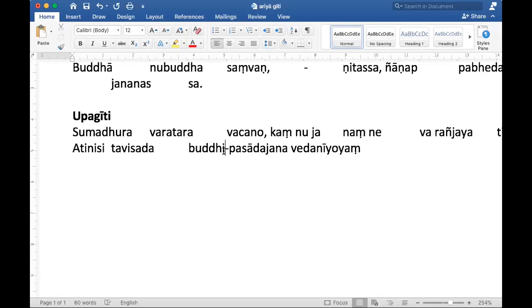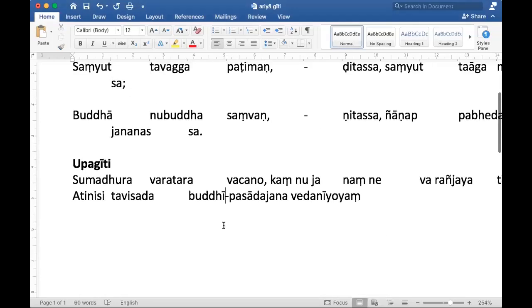I think this is long. Buddhi. It should be long. Let me check. Ati Nisi. Ati Nisi. Ta Vi Sa Da. Buddhi Pa. Sadaja. Naveda. Yeah, it should be long. Otherwise, it's not correct. Yeah. Buddhi is the third group. 4 measures.